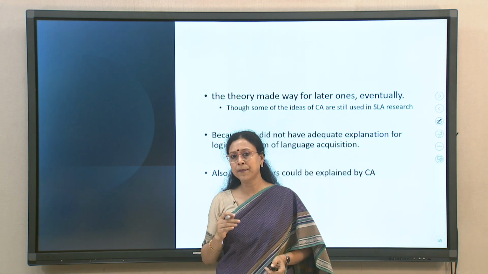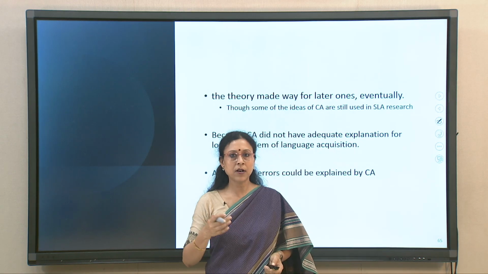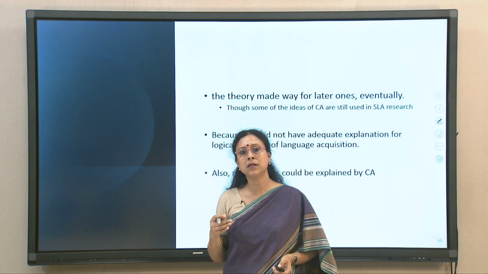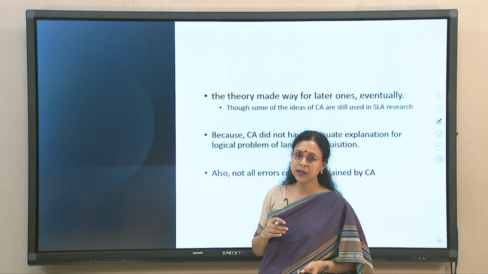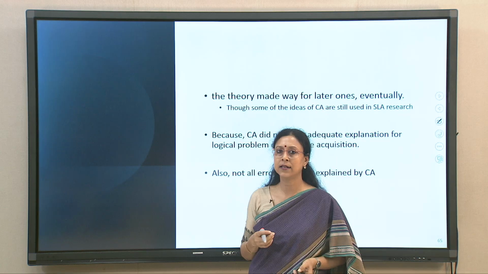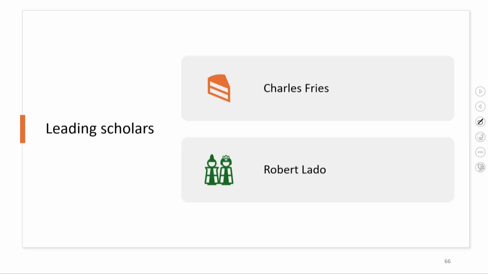Now, on the basis of this, there are errors that were explained away, because of this kind of distinction in the comparison, there are different kinds of errors that happen. However, like all theories, this also had drawbacks: it could not explain many of the errors. That was one big drawback with this theory. So, eventually contrastive analysis made way for later theories, most importantly the error analysis theory.